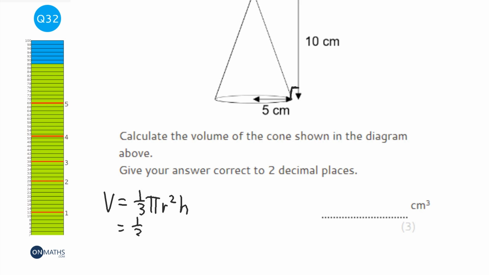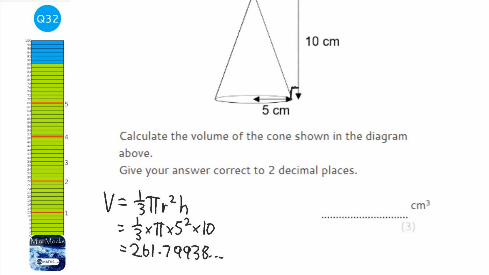So we're going to do a third times pi times the radius, which is 5 squared, times the height. And I'm just going to get my calculator. And the way I do this is pi times 5 squared times 10, press equals, and then divide it by 3. And that's the same as timesing it by a third. You get the same answer either way.